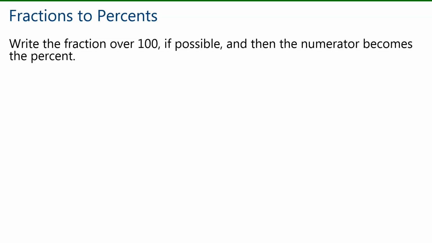So let's start. To write a fraction as a percent, we're going to write it over 100 if possible, and then the numerator will become the percent. So for example, if you had 17 over 50, we can multiply this fraction by 2 and create an equivalent fraction of 34 over 100. Now because percent means per 100, this becomes 34%.